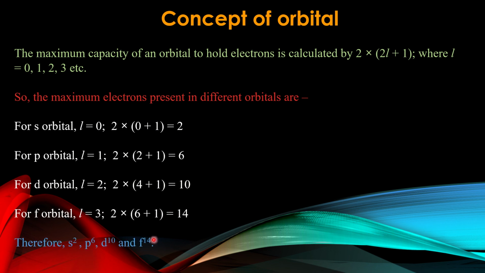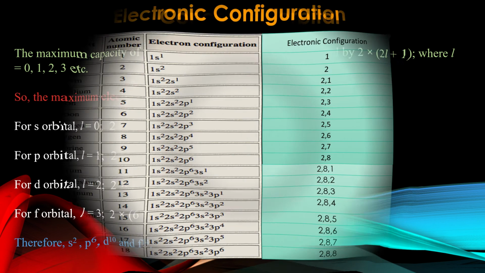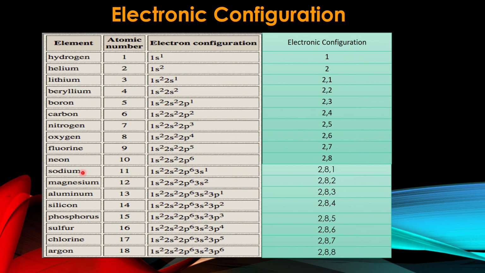Therefore, when the orbitals are written, they are written this way: s2, where 2 is its superscript, p6, d10 and f14. In this way, the electronic configuration of the atoms can be written. Hydrogen has only one electron, so it will be written 1s1.